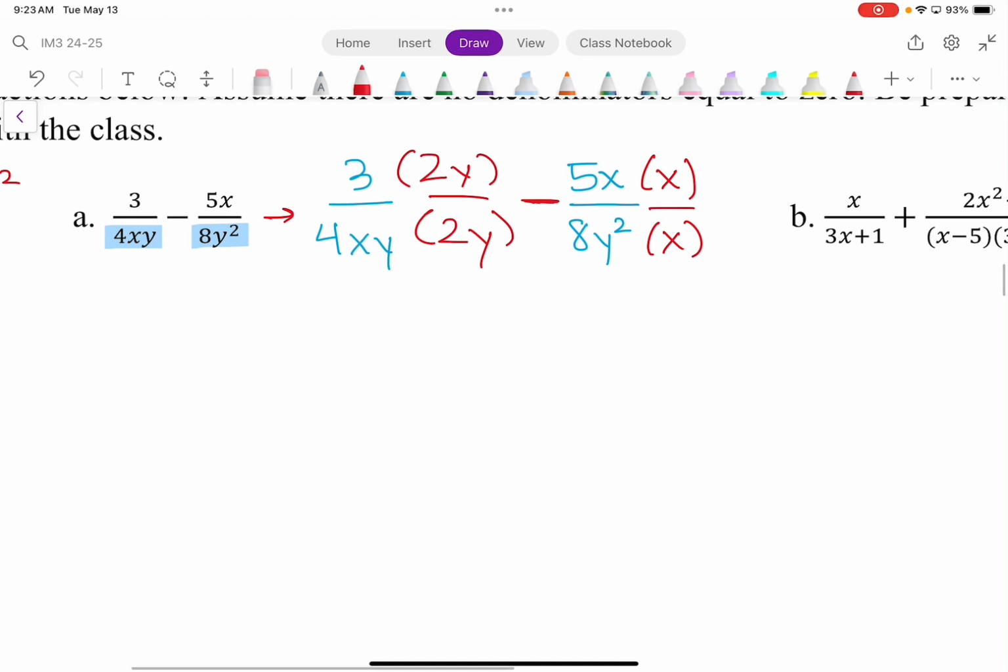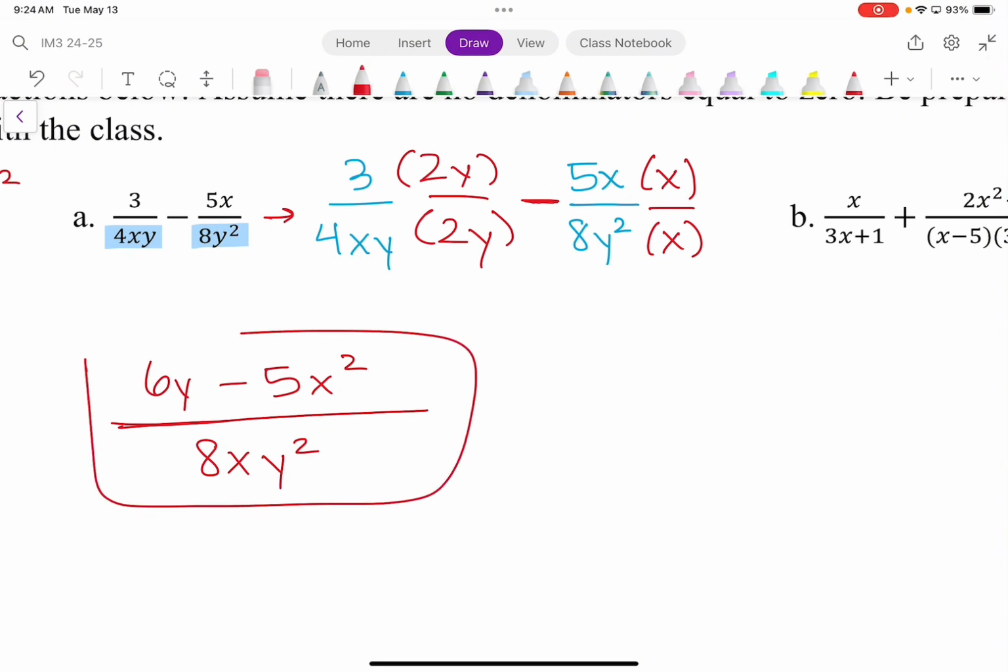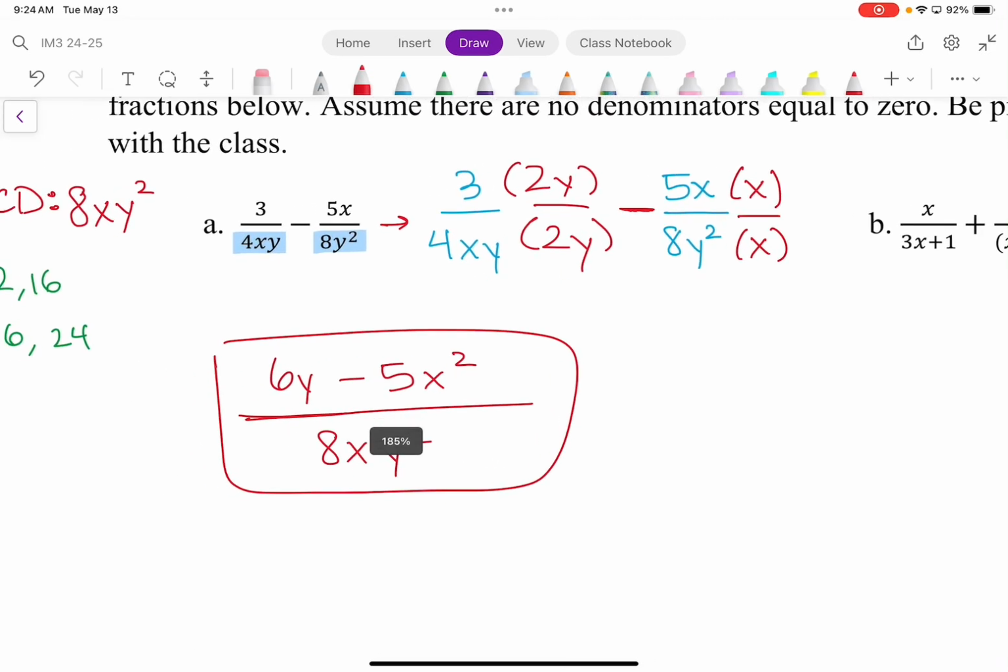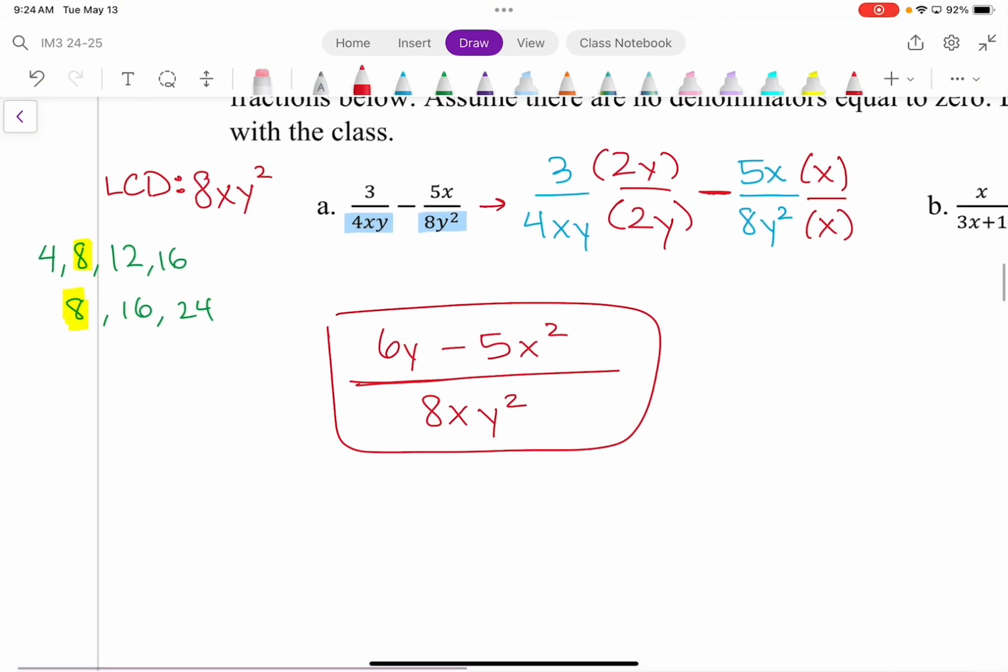And then we're going to rewrite that down here. 3 times 2 is 6. We have 6y over 8xy squared. Six y minus 5x times x is 5x squared. We have 6y minus 5x squared over 8xy squared. And we can't do anything there with the top or the bottom, so we just leave it as is. Okay.